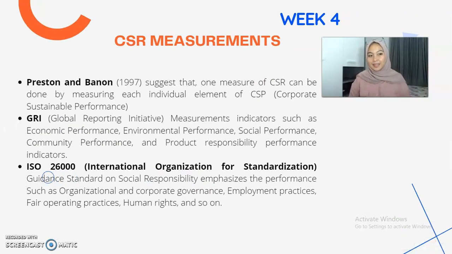CSR measurements. According to Preston and Bennett in 1997, one measure of CSR can be done by measuring each individual element of CSP or Corporate Sustainable Performance. The second is GRI or Global Reporting Initiative, measurement indicators such as economic performance, environmental, social, community, and product responsibility performance indicators. And the last is ISO 26000.